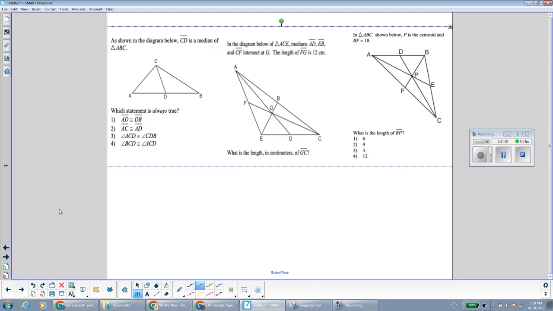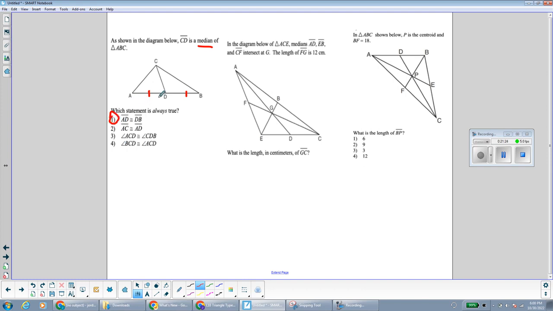Let's take a look at some examples over here. So in this diagram, we're told that CD is a median, and I know that medians connect midpoint to opposite vertex. If D is the midpoint of side AB, it cuts side AB into 2 equal parts. Quickly looking at my answer choices, I see that is answer choice number 1, that AD is congruent to BD.